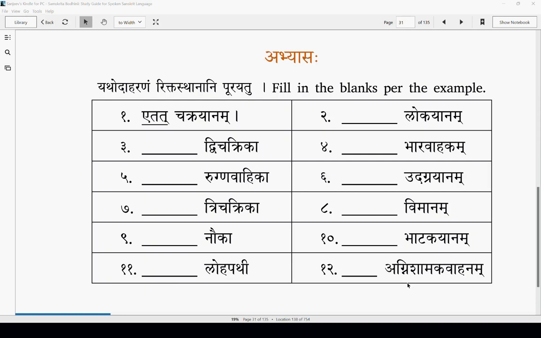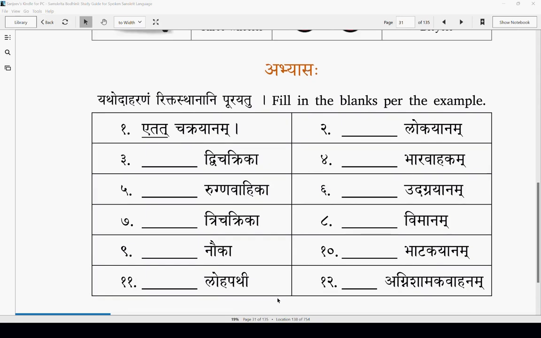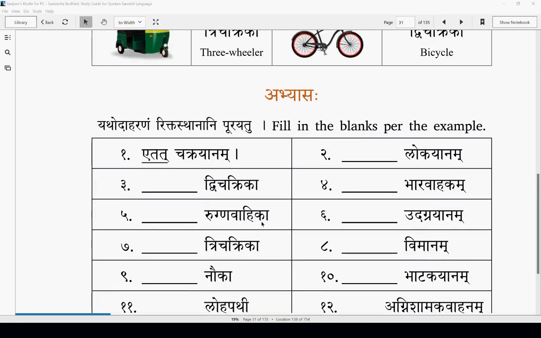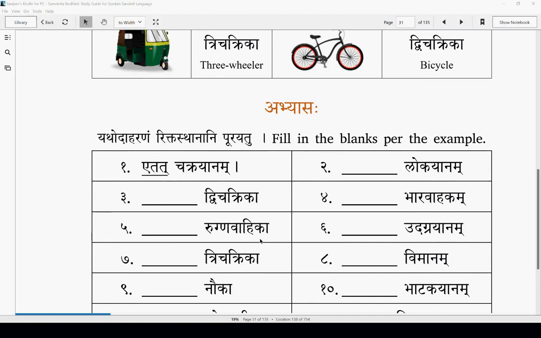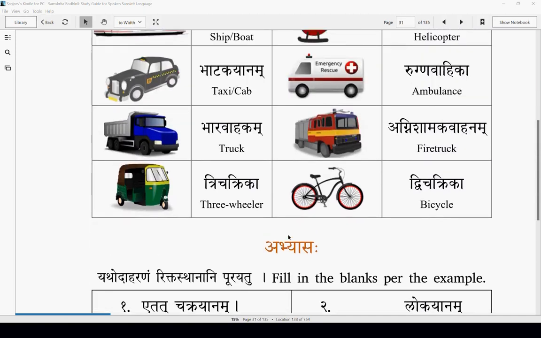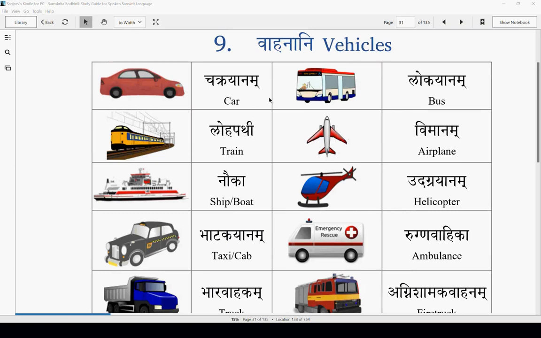Vahanam. Agnishamaka Vahanam. Shamaka means which is suppressing. One which quells this fire is Agnishamaka Vahanam. So you said this Rugnavahini, which is also fine. Rugnavahini can also be used. Now for this common day-to-day car, your Chakrayanam is used. This Chakra means wheel, so basically the Chakrayanam can be anything that has a wheel.